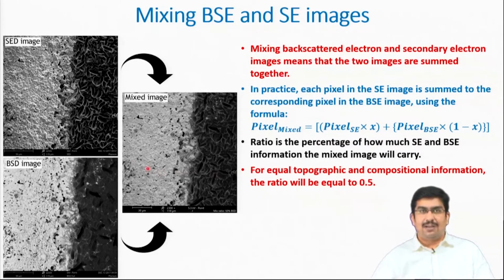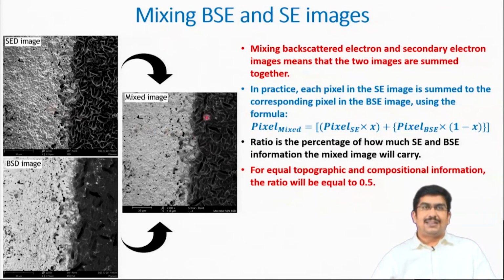Very good, this kind of image. So, this image is generated with a ratio of about 0.5. That means you give equal importance to the SE signal and the BSE signal, and then you generate this mixed image. So, this X is 0.5 here, which is what you can possibly try to begin with, and then slowly you can change it as per your need.